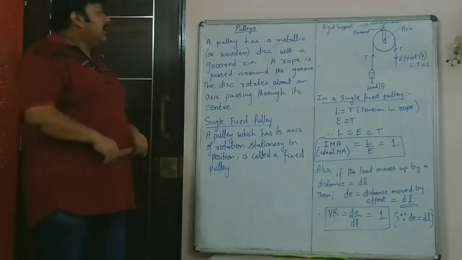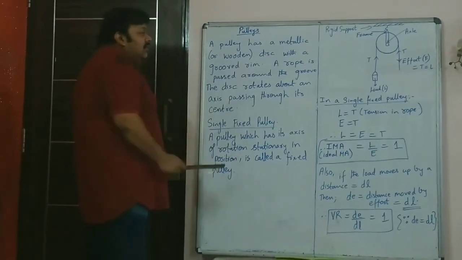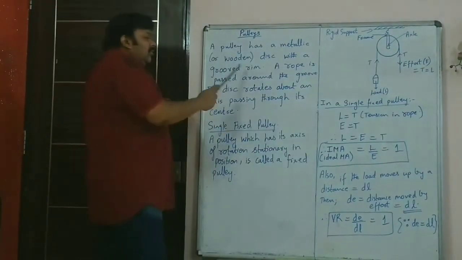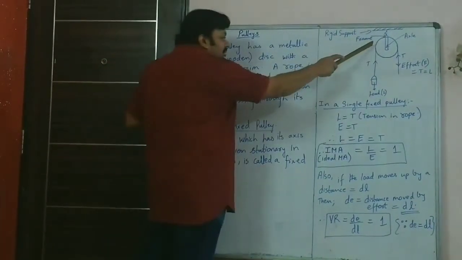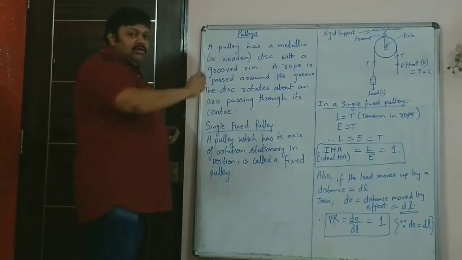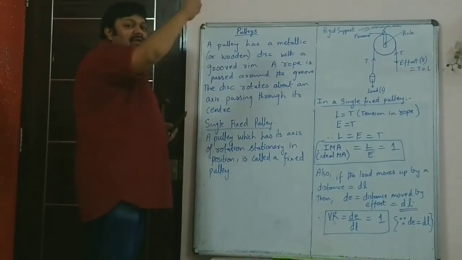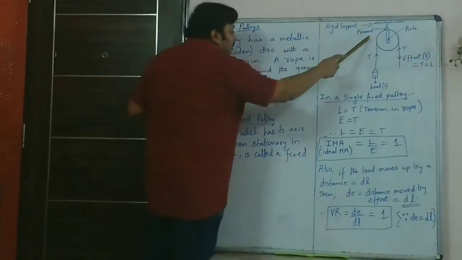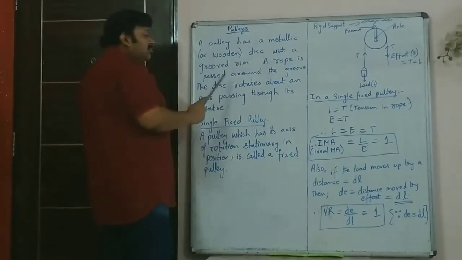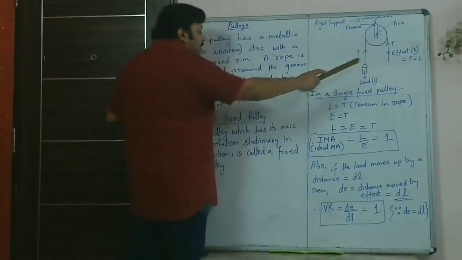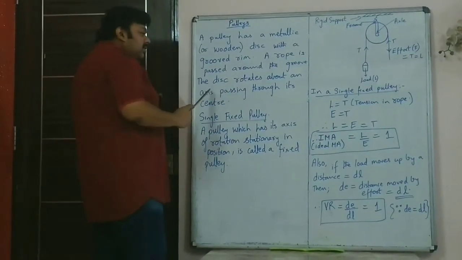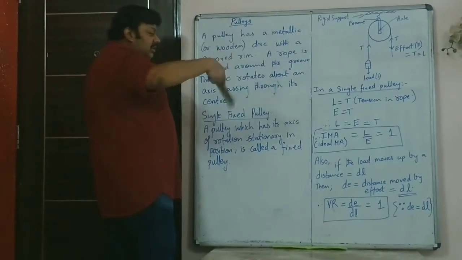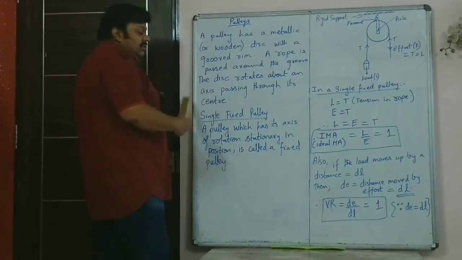So now, a pulley is a simple machine. A pulley has a metallic or wooden disc. So this entire round thing is the disc with a grooved rim. This rim is grooved, meaning it is cut so that a rope can fix on it easily and the rope will not slip and fall down. That is why the disc has a groove and a rope is passed around the groove. The disc rotates about an axis. This is the axle, that is a pin through which the disc keeps rotating, passing through its center.